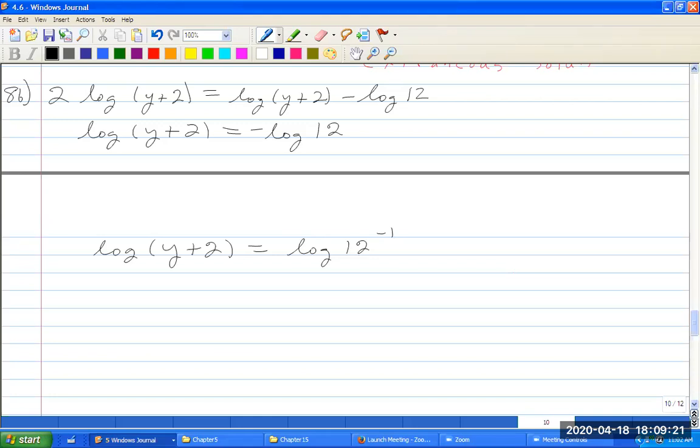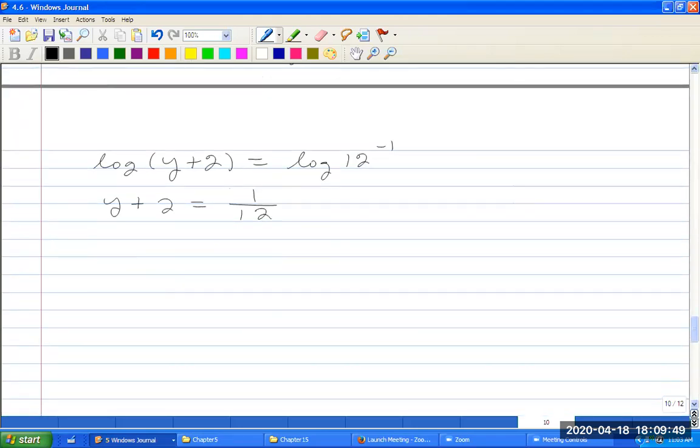And so, since we have the same base, 10, since the logarithms are equal, then since the logarithmic function is injective, what's inside must be equal. So I have that y plus 2 is equal to 1 over 12. Subtract 2 from both sides of your equation. And so y is equal to 1 over 12 minus 24 over 12, a negative 23 over 12.